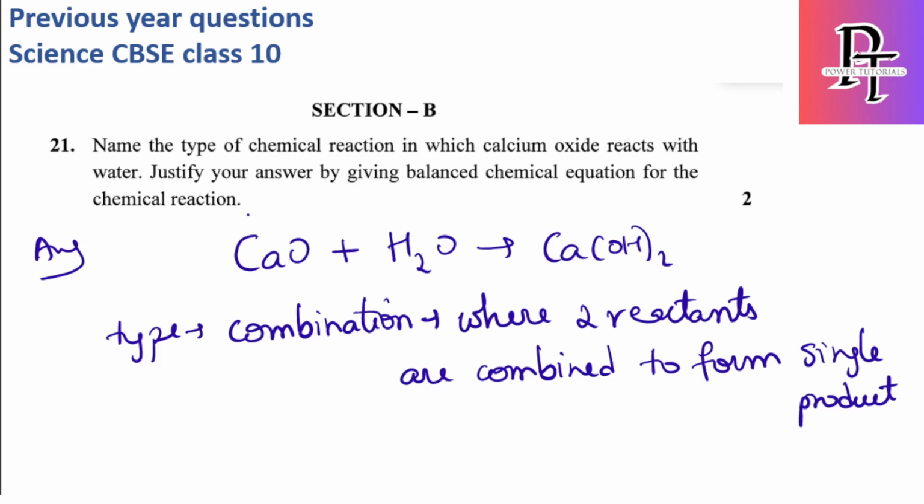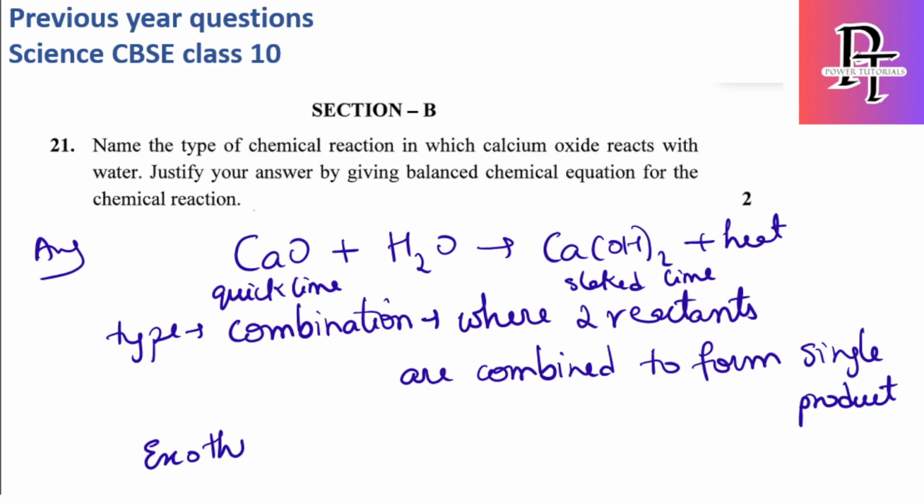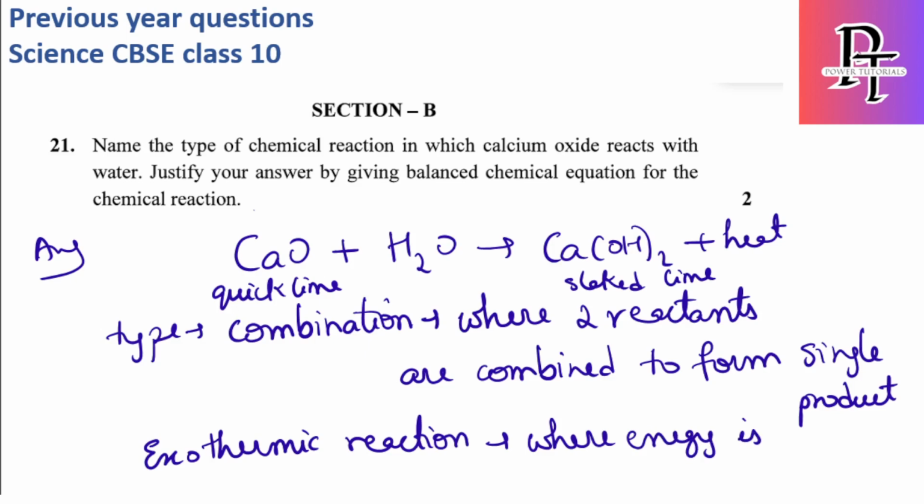Okay, so this is quicklime converted into lime. And this also gives out energy in form of heat. Hence this is also called exothermic reaction, where energy is released. Okay, this is the answer for first one.